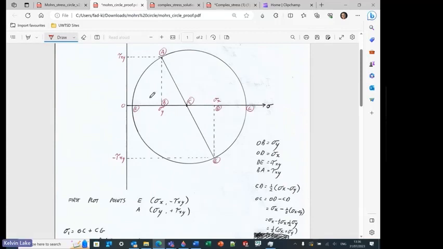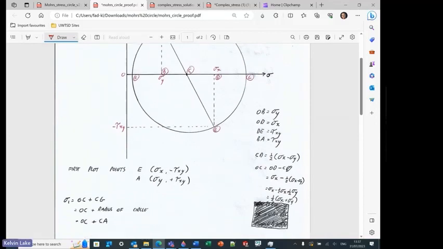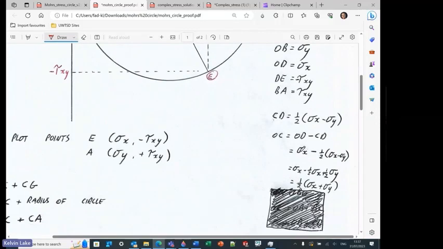OC, from the origin to the center of the circle, is the same as OD minus CD. OD, remember, was sigma x, and CD, we've just shown, is a half sigma x minus sigma y. So you end up with, let me zoom in there a little bit, sigma x minus a half sigma x plus sigma y. So that's a half sigma x plus sigma y would be OC.